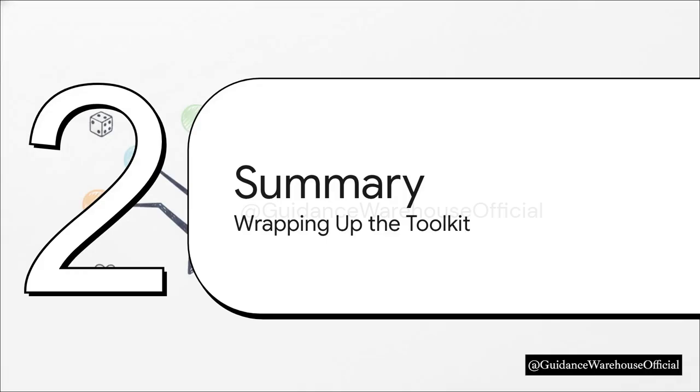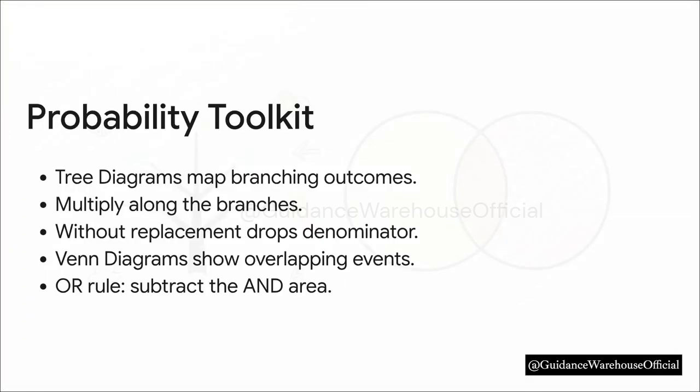Let's wrap up this toolkit with a quick summary. Before we finish up, here is your cheat sheet for your next test, or the next time you randomly adopt pets. Use tree diagrams when events happen in sequence, step by step. Remember to multiply along those branches, and always check for the trap. If it's without replacement, drop that denominator. On the flip side, use Venn diagrams when events overlap simultaneously. And if you're calculating an or probability, add your circles together, but always subtract the and overlap to avoid double counting. These two tools honestly turn confusing equations into super simple logical puzzles.